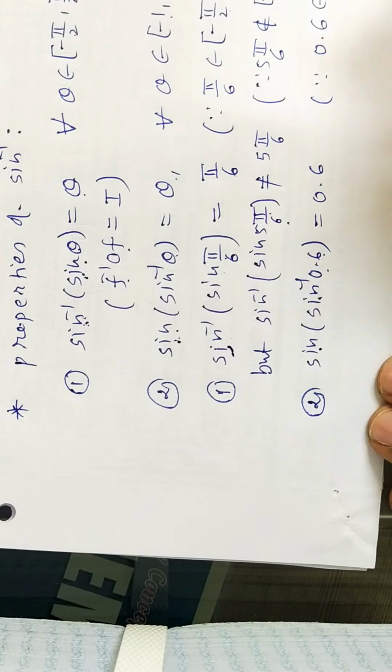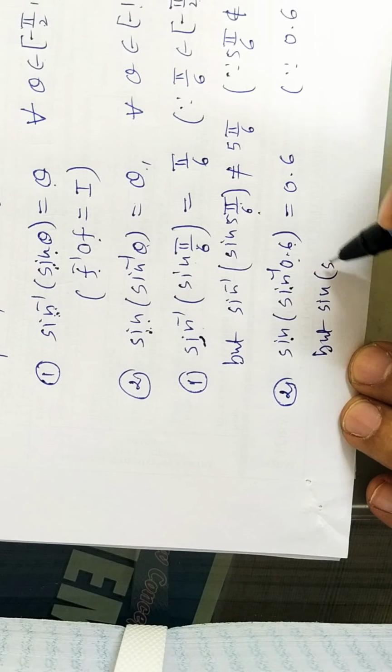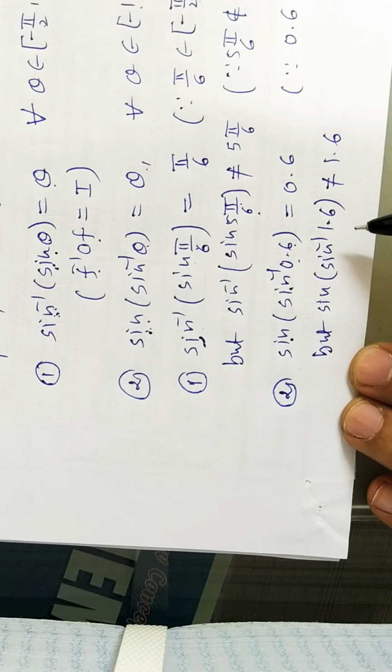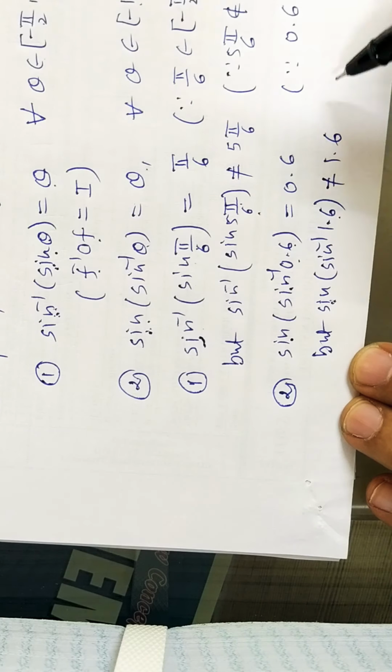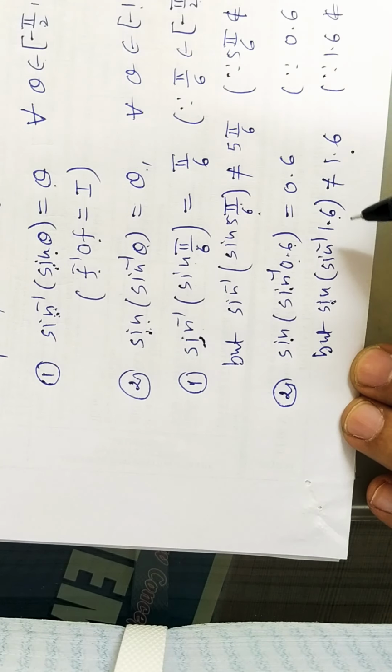We can compose it. But sine of sine inverse 1.6 is not equal to 1.6, because the outer function is sine and the range of sine function is minus 1 to plus 1. 1.6 does not belong to minus 1 to plus 1. That is why it is not equal to 1.6 and the composition is not possible.